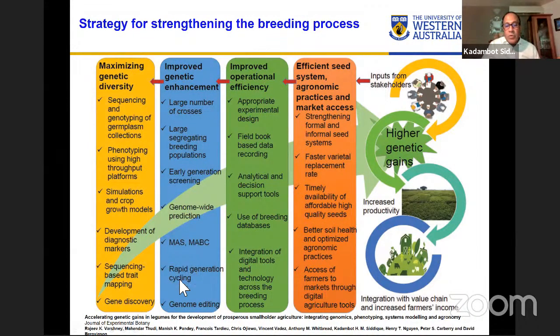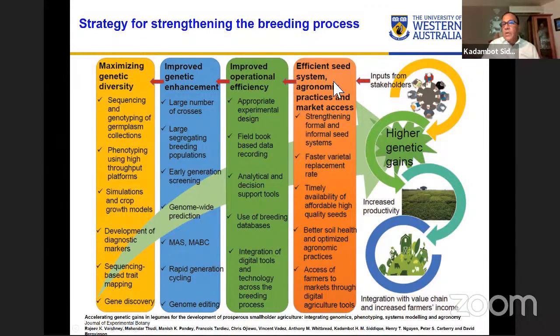And in the legumes also we can take. So that is helping speeding up the process. And then genome editing is also happening. Operational efficiency in the breeding program, experimental design, a lot of development in biometrics, field book data, not just based on field books. Nowadays, all the pads and everything straight into the computer, analytical and decision support tools, use of databases in breeding program, and more importantly, integrating with the breeding program.